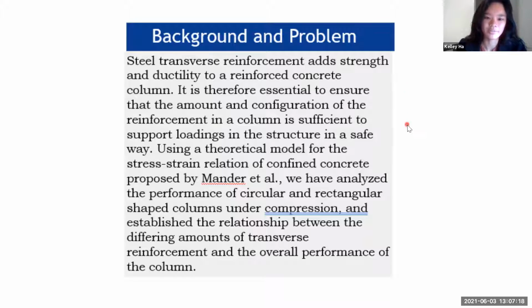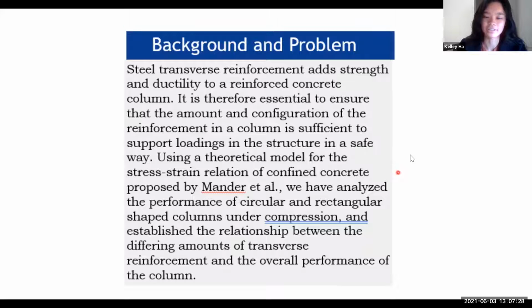We can use the theoretical model for the stress-strain relation of confined concrete proposed by Mander to analyze the performance of circular and rectangular shaped columns under compression. By doing this, we can establish the relationship between the differing amounts of reinforcement and the overall performance of the column. Later on, we can show this performance through a stress-strain curve.